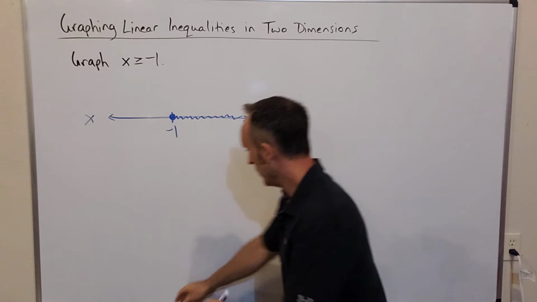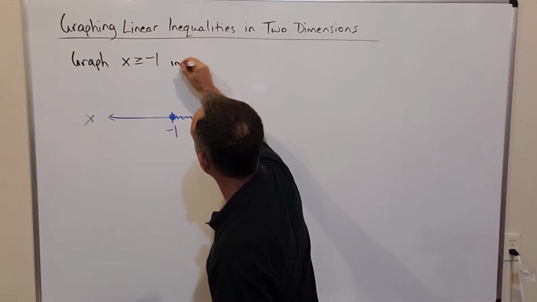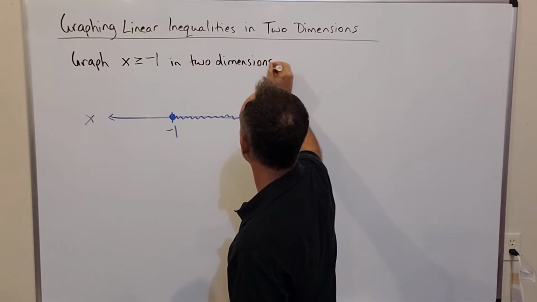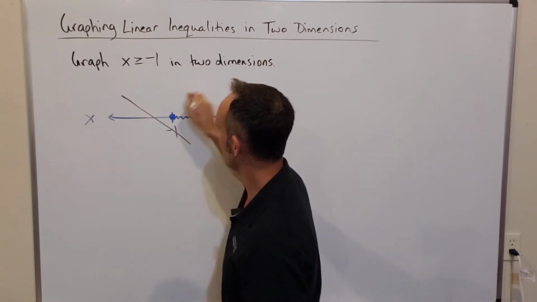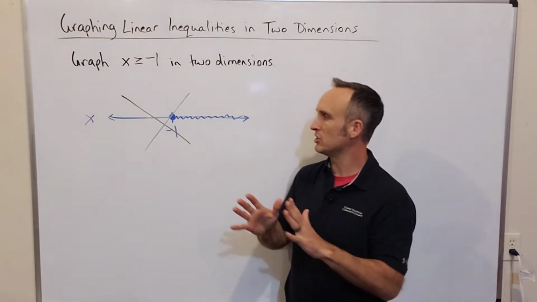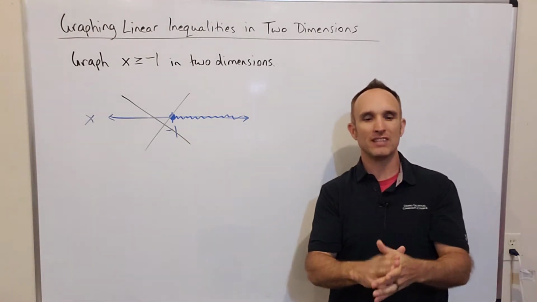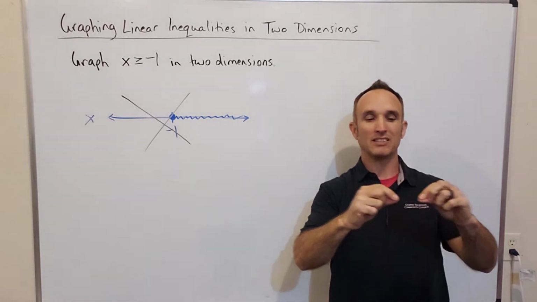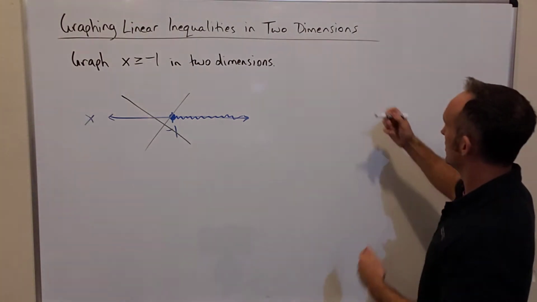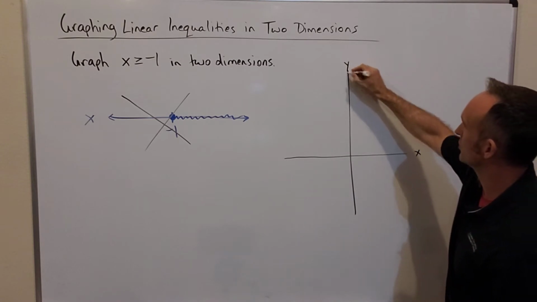But we want to graph this guy in 2 dimensions. In 2 dimensions, okay? So this is 1 dimension here. But this will help us understand the 2-dimensional graph. When you graph this in 1 dimension, you basically get half of the number line shaded. When you graph it in 2 dimensions, that number line turns into a plane because it has a horizontal number line and a vertical number line. And specifically, the horizontal is called the x-axis and the vertical is called the y-axis.